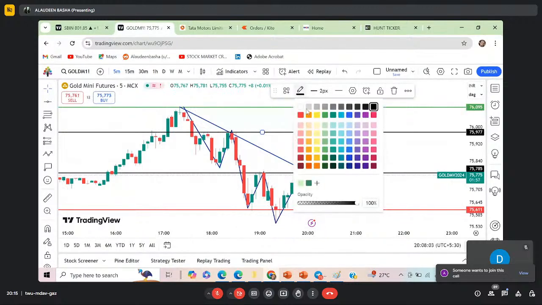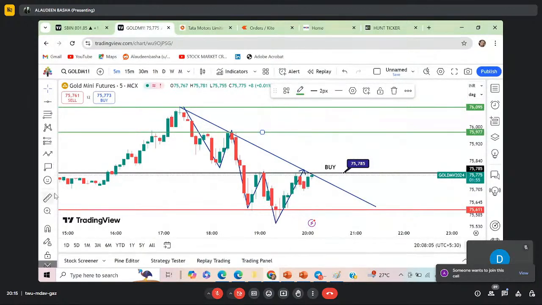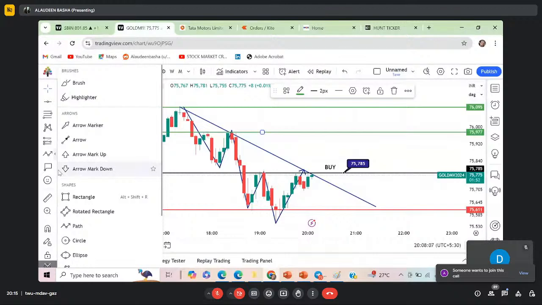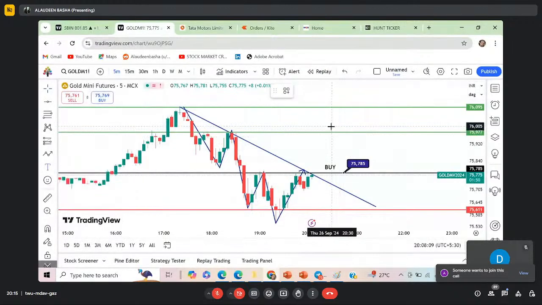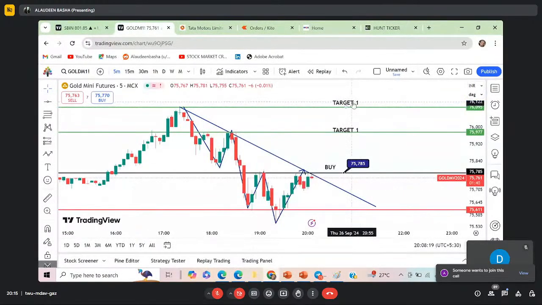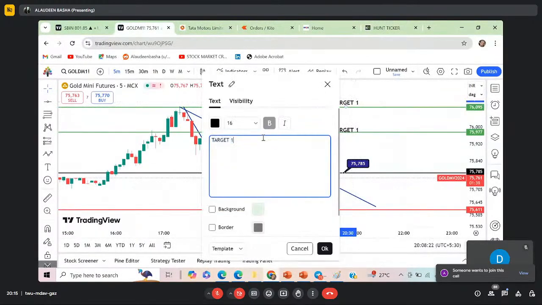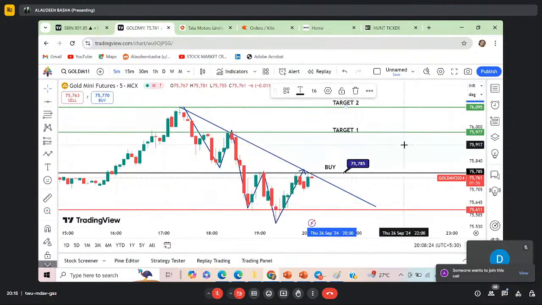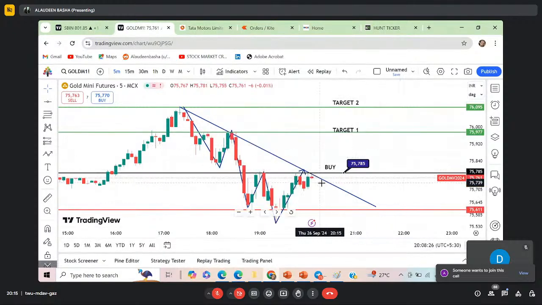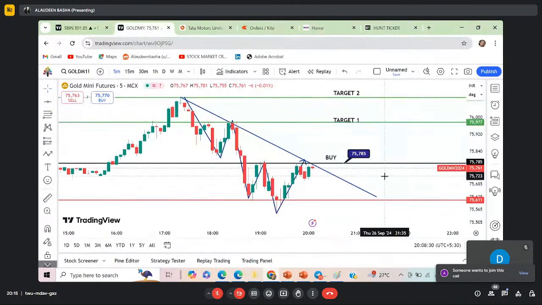This is my target 1, and this is my target 2. But once it breaks 75785 above only, I will take the trade. Otherwise, I just simply wait.